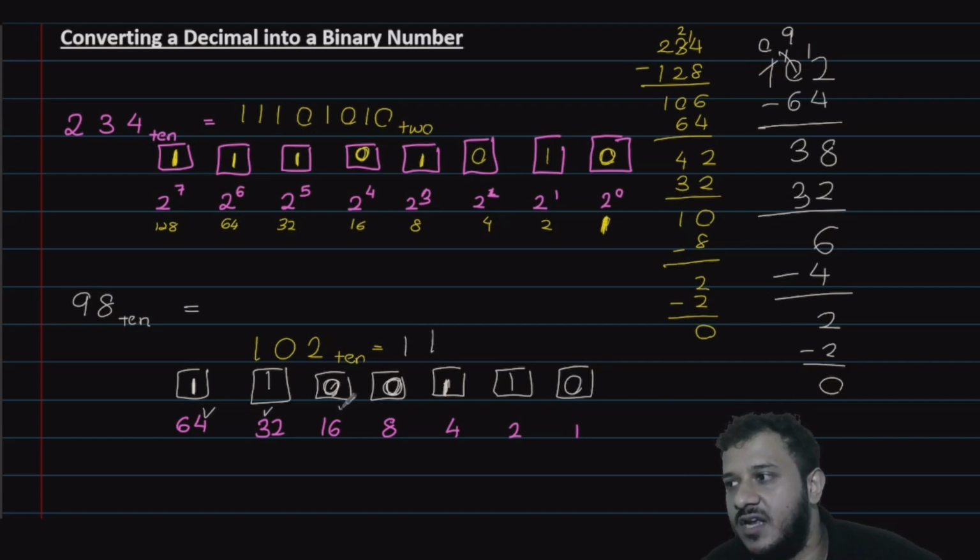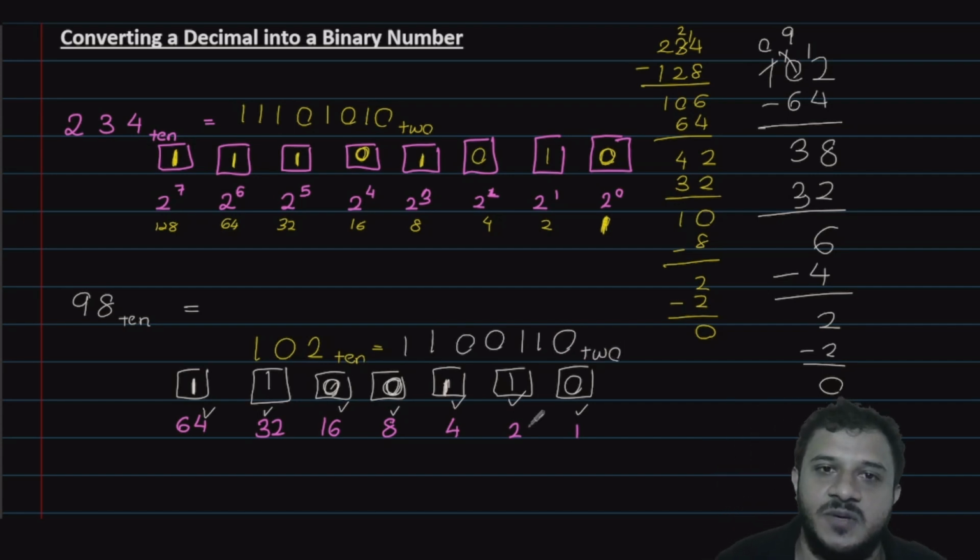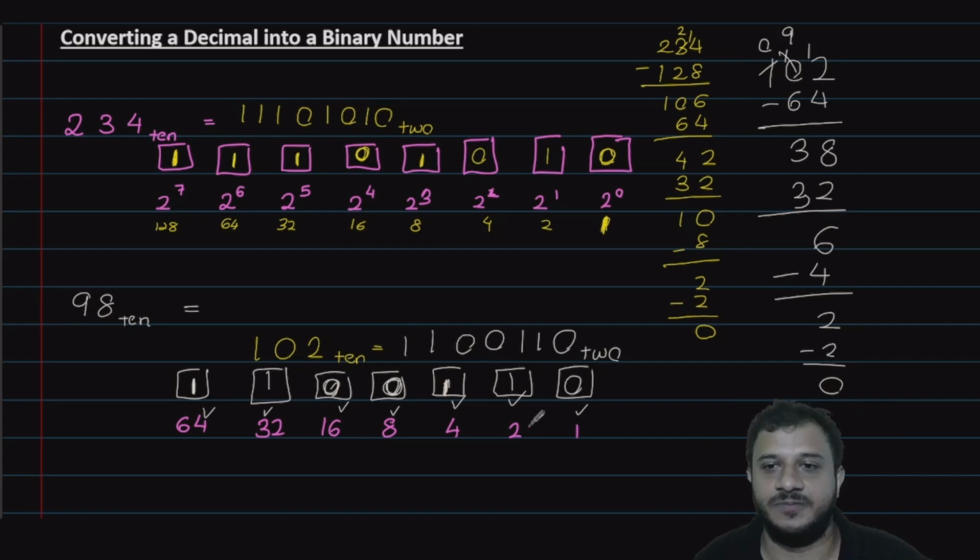So we had a 1, 1, 0, 0, 1, 1, 0. And we write a 2 at the back: 1, 1, 0, 0, 1, 1, 0, base 2. Got it, Pudhe? Yes.